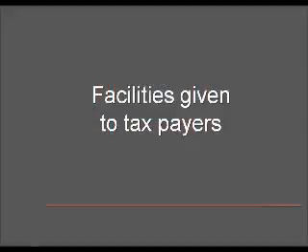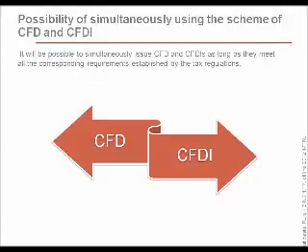Okay, later on, the government is also giving some facilities to the taxpayer. The first one is the possibility of simultaneously using the CFD and CFDI schemes. If we remember what the differences between the CFD and CFDI were, I'm going to give a brief explanation. The CFD scheme is still valid. However, if you are starting to use electronic invoices, you cannot access it. If you wanted to be part of the CFD scheme, you needed to start issuing electronic invoices before 2011, which means until December 31st, 2010. It was a voluntary scheme, but it has a lot of benefits.